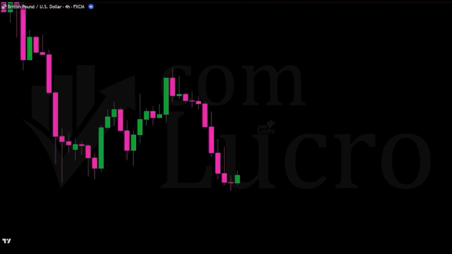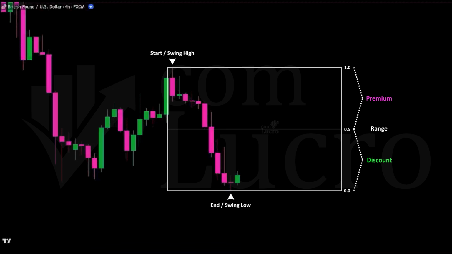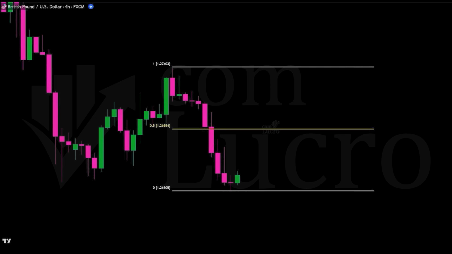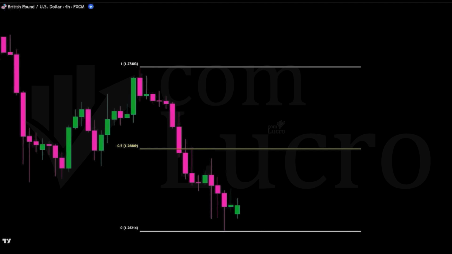Here we have the pound-dollar on the 4-hour chart. There is a clear downtrend, and this is our recent bearish impulsive movement. Let's use the retracement tool to identify the premium and discount zones for the recent impulsive wave. One thing to remember about live trading is that waves are always expanding, and we never know where the movement will end. So if the wave keeps expanding, we simply adjust the retracement tool accordingly.